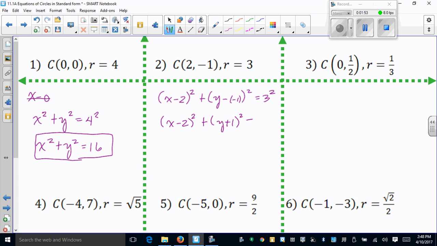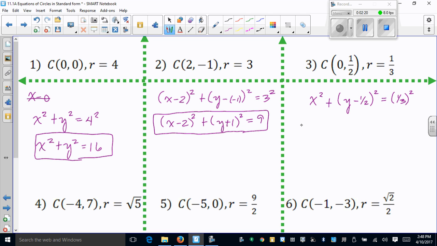Okay, the next one, we're going to leave things as fractions. If they're fractions, we leave them alone. 0 and 1/2, so x is 0, so it's just simply going to be x squared plus y minus 1/2 squared equals 1/3 squared. Clean it up, we get x squared plus y minus 1/2 squared equals 1/9.